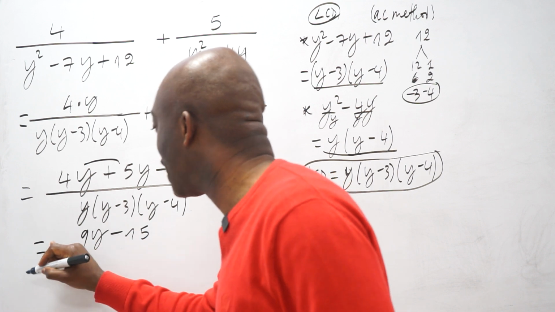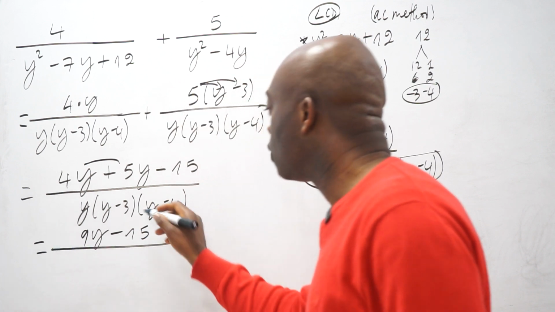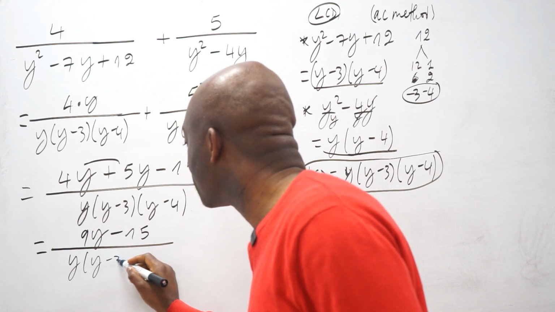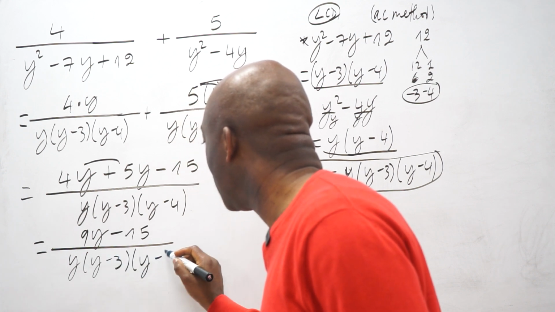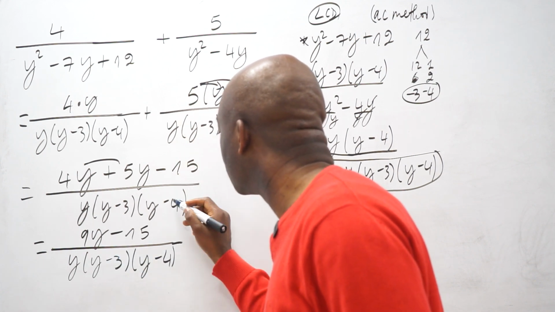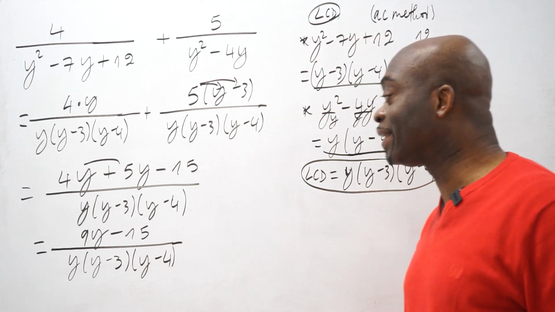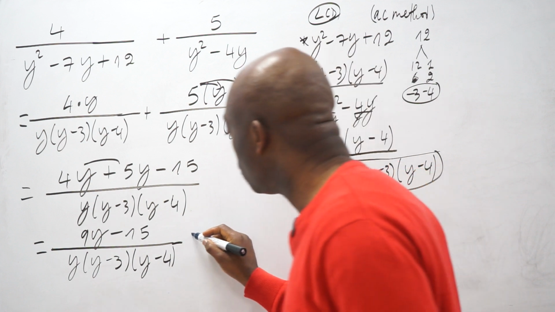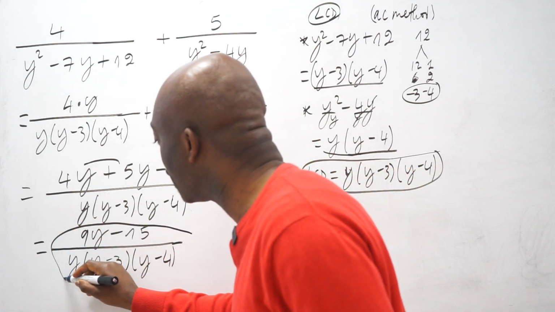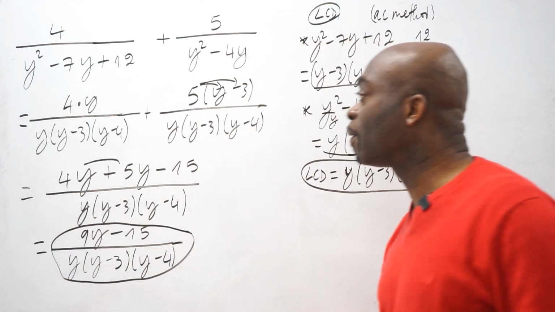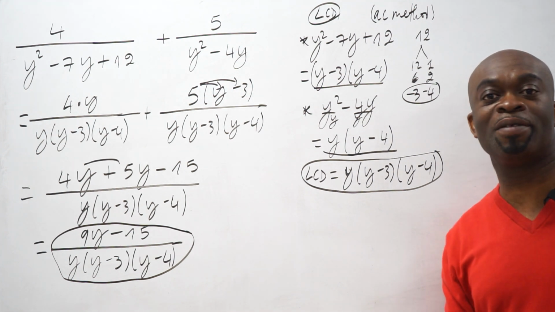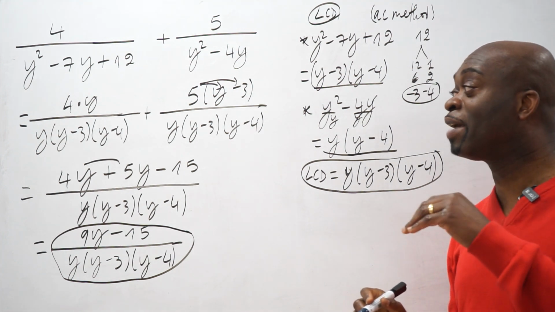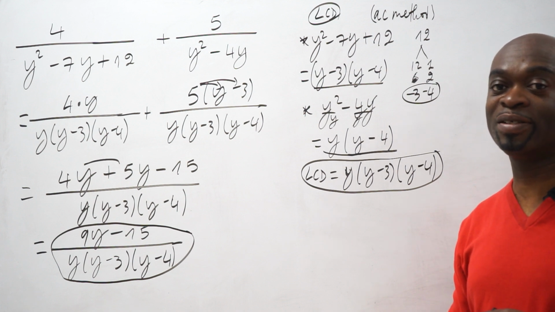Let's not forget the bottom: we have y times y minus 3 times y minus 4. Anything else that we need to add, subtract, or whatever else? No. We are pretty much done here. So these are the steps. Keep that in mind. Not difficult, but it's involved, so you have to pay attention and understand the steps.